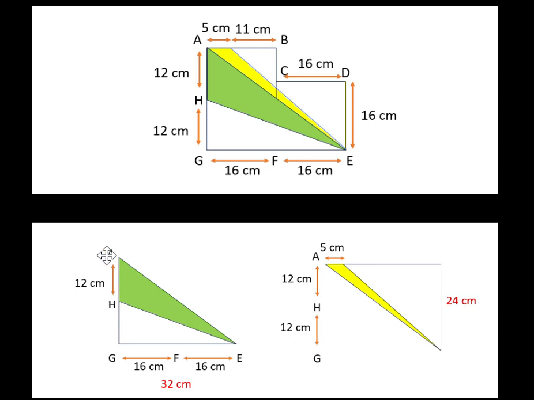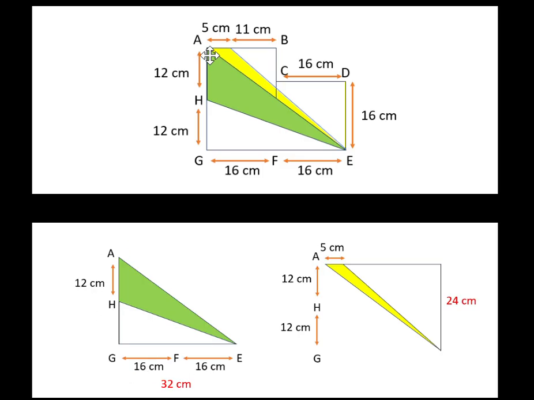So for the green triangle, I know that the base here is 12 cm because AH is 12. I know that the height of this triangle is 32 because 16 plus 16 is 32. In case your child cannot see, you just need to rotate the question paper, or rotate the phone if you're watching on the phone, by 90 degrees. This will be the base, this will be the height. Remember the height of a triangle is always from the top all the way perpendicular down to the base. So it's 32 and 12.